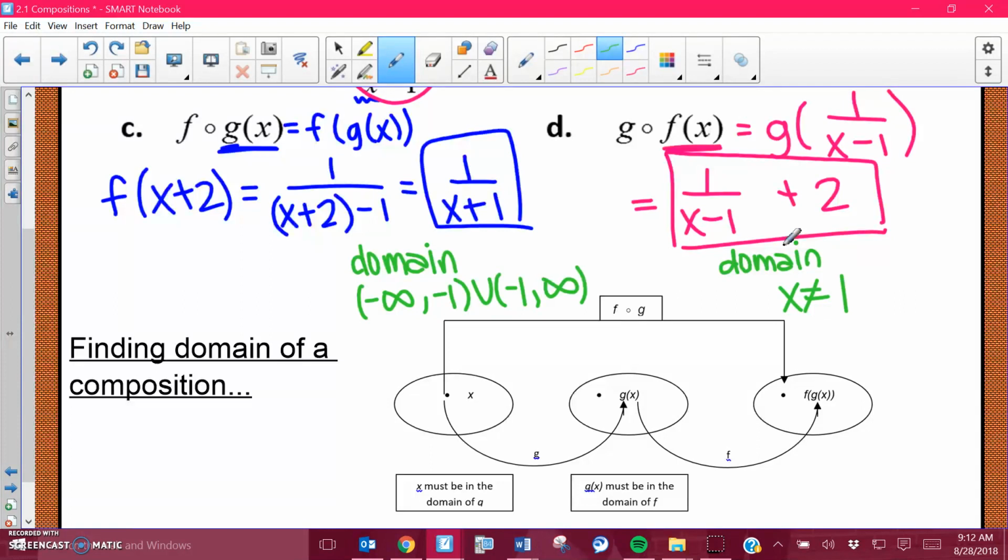Okay, so that's the general idea of what a composition is. Again, all you're doing is working from the inside out until you get to a final answer.